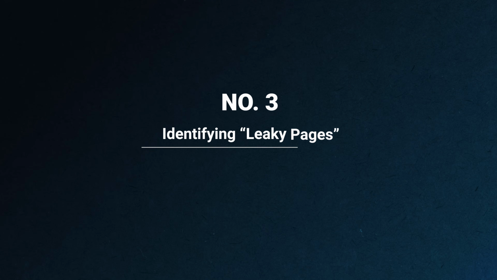Number 3, identifying leaky pages on your website. You need to again jump into your analytics and you need to look at your top content report. And in this case, we're not going to look at the bounce rate metric that we've talked about in number 1. Instead, we are going to look at a different metric, and that metric is exit rate. Exit rate is the percentage of visitors who either came from a different page on the website or they came from an external source from a different website.